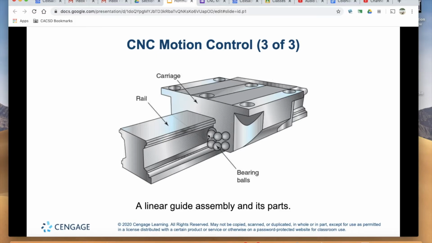Here's an example of a linear guide. We have a carriage that is riding on a ball bearing assembly and on a linear rail. That linear rail locks the carriage in place vertically and horizontally, and provides a nice straight, flat surface for, say, the machine table to travel across.